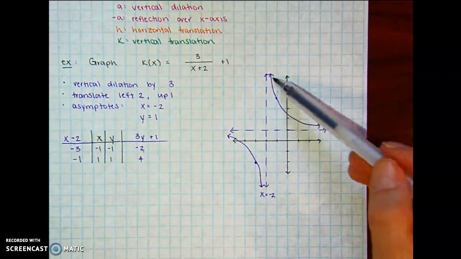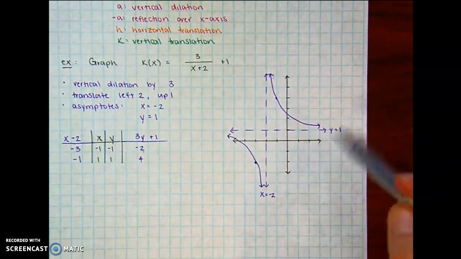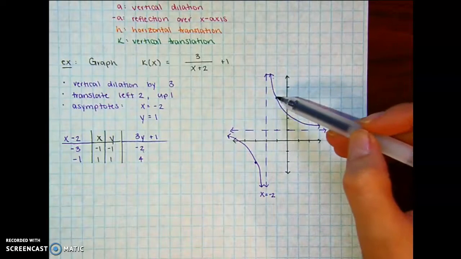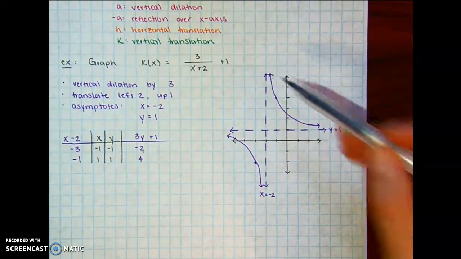When you're graphing, make sure you have arrows. Make sure you have your asymptotes. Make sure your asymptotes have arrows. And then make sure it looks like it's flattening towards the asymptote. It doesn't look like it's going to go through the asymptote.